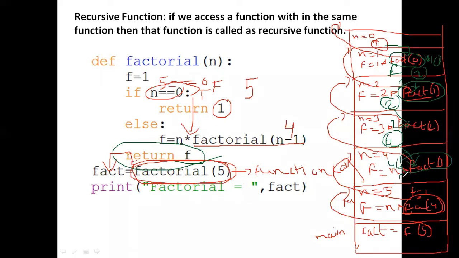So 4 into 6 is 24. Now the 24 is assigned to fact of 4. That means 5 into 24, that is 120. So 120 is returned to main. In each call, the memory is deallocated after the value is returned. Now fact equals 120, so that is assigned here.